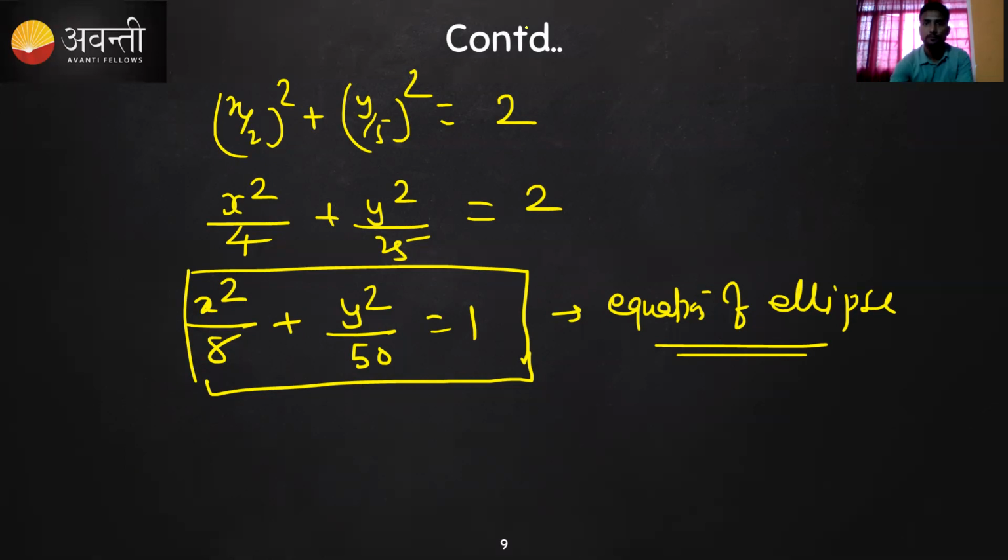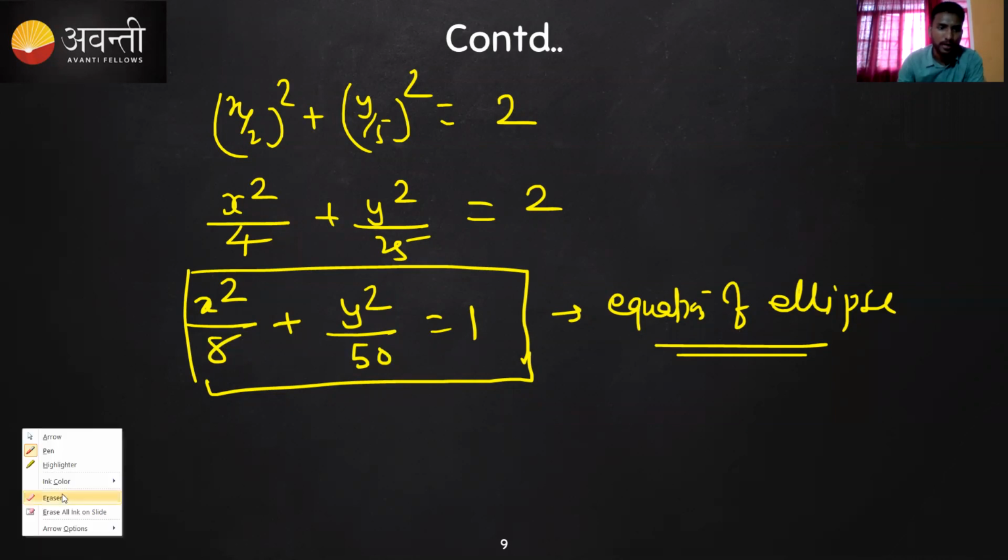So wait for some time, guys. So I hope you have understood this thing. This x square divided by 8 plus y square divided by 50 is equal to 1 is basically nothing but the equation of an ellipse. So I'm just moving into the next question, guys.